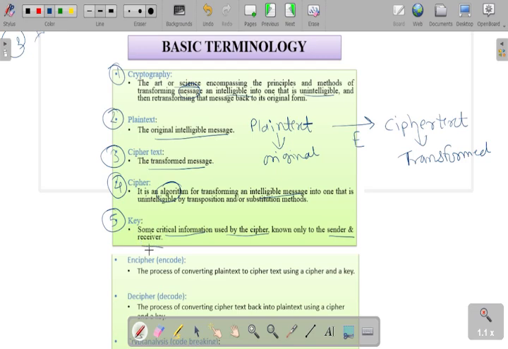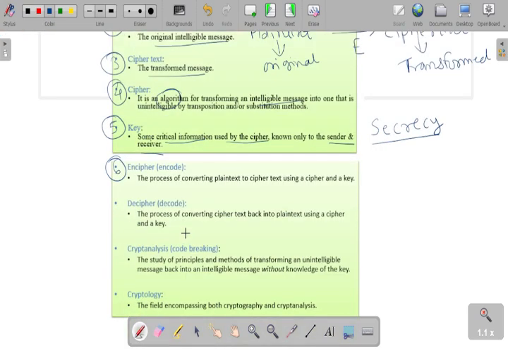As we previously learned, we are maintaining the secrecy and privacy of our information. So how do we maintain the secrecy of our data? Sender and receiver alone know the value of the key. Now the sixth term is encipher, that is encoding. Encoding means converting our plain text into ciphertext with the help of the cipher, that is our algorithm, and the key. These two things are required, the cipher and the key.